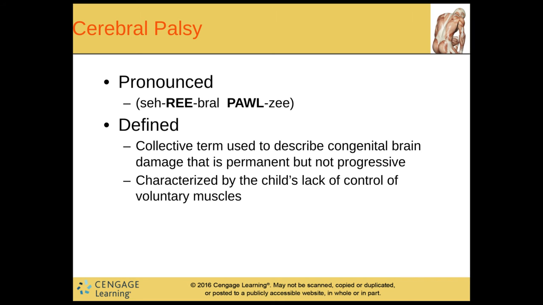And then we have cerebral palsy. So, this is a collective term used to describe congenital brain damage that is permanent but not progressive. So, it's something that happens, but it's not going to necessarily progress past the point that it is. And it's characterized by the child's lack of control of voluntary muscles.